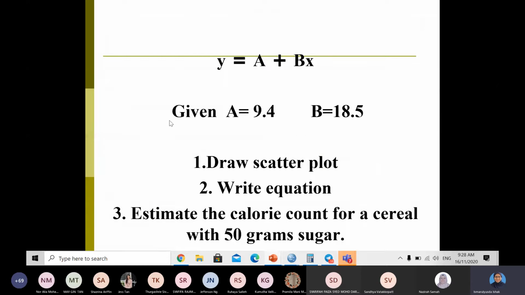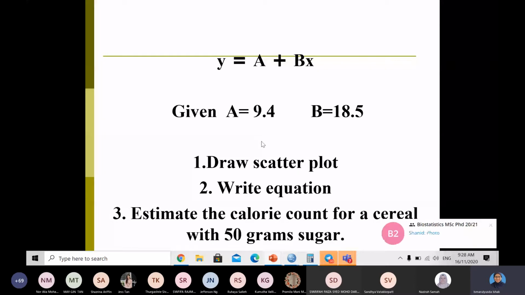Alright, so which one is this? Okay, draw scatter plot, you have already drawn the scatter plot. Write equations. Okay, this is when given. Maybe in your exam, you cannot use the SPSS.